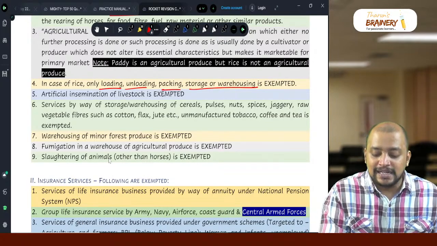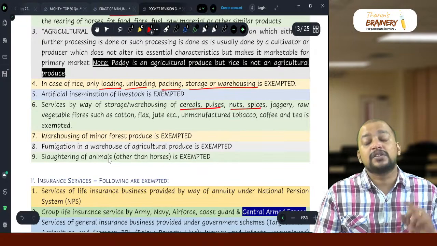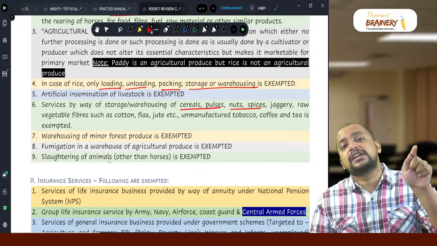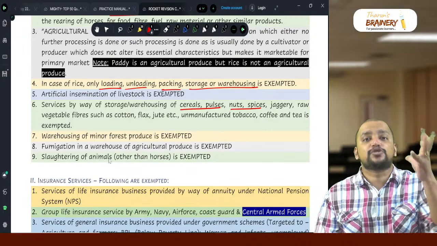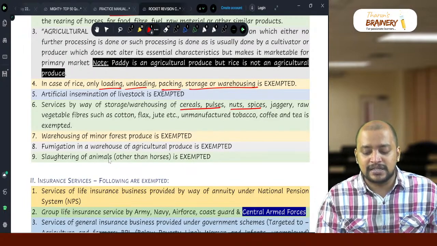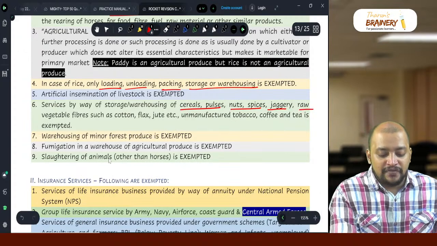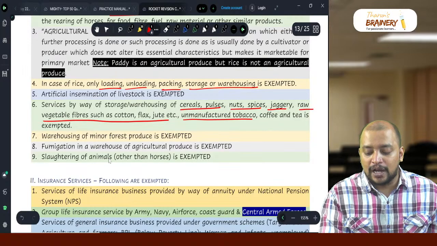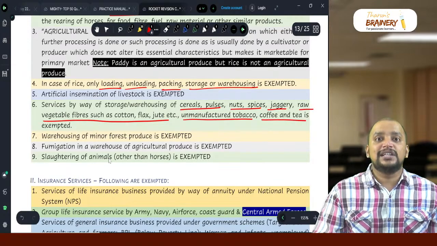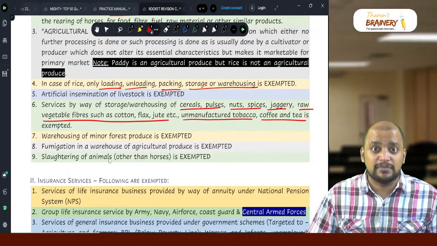What are they? Cereals and pulses, nuts and spices. What about storage or warehousing of agricultural produce? That is anyhow exempted. These goods are not agricultural produce, but its storage is exempted: cereals and pulses, nuts and spices, jaggery, raw vegetable fibers such as cotton, flax, jute, etc., unmanufactured tobacco, coffee and tea. So these are the goods, even though they are not agricultural produce, but their storage is exempted.